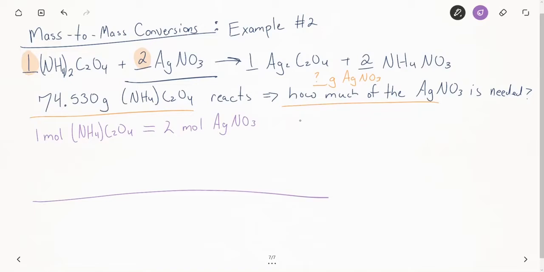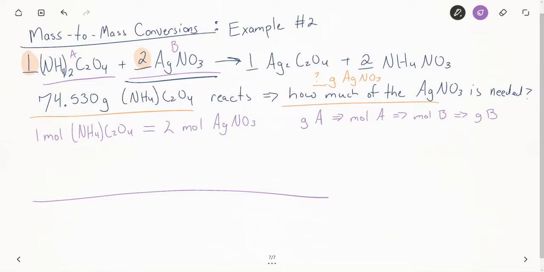We need to go from the grams of substance A, which is ammonium oxalate, and eventually we need to get into substance B. The route we're going to take is grams of A, the ammonium oxalate, to moles of A, then we'll turn it into moles of B, which in this case is the silver nitrate, and eventually into grams of substance B. That'll be our ultimate goal here.